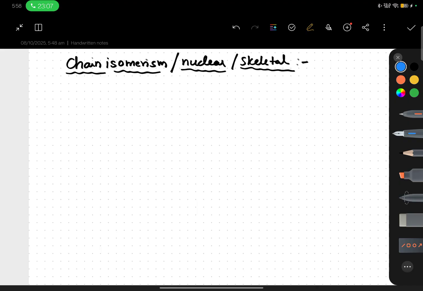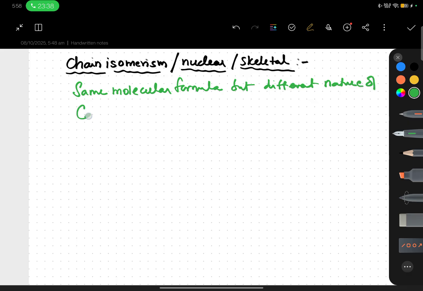So what will happen in this case? Write down. This isomer will have the same molecular formula but different nature of carbon skeleton. What do you mean by different nature of carbon skeleton?